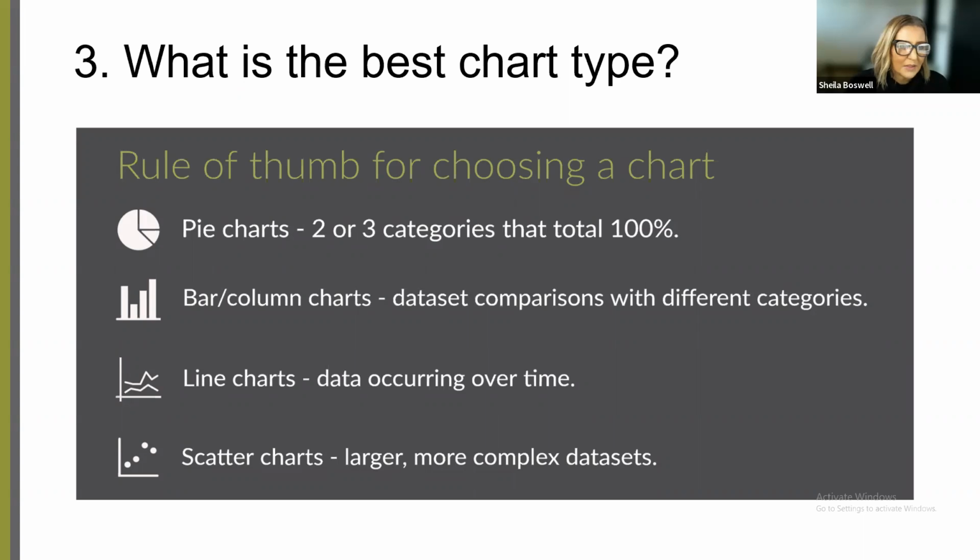And then bar and column charts, we are going to use a bar and column chart to compare different categories. We'll walk through that in Excel and show that. Line charts, we're also going to do a line chart, and a line chart is a great way to show data that is occurring over time. And then scatter charts, those are great for larger, more complex data sets. Does anyone have any questions about that?